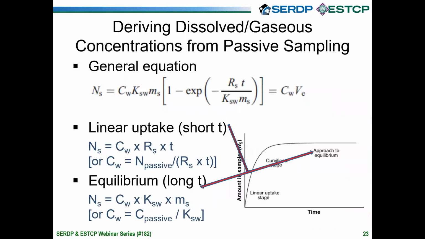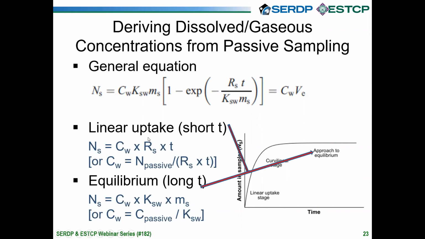So with that said, let's do a quick equation so everybody's happy. The general equation to describe the uptake is basically that the amount taken up by the sampler is a function of the dissolved concentration in the surrounding water, the partitioning of the PFAS between the water and the sampler, and the mass of the sampler we deploy. And then there's a term that basically describes the kinetics.